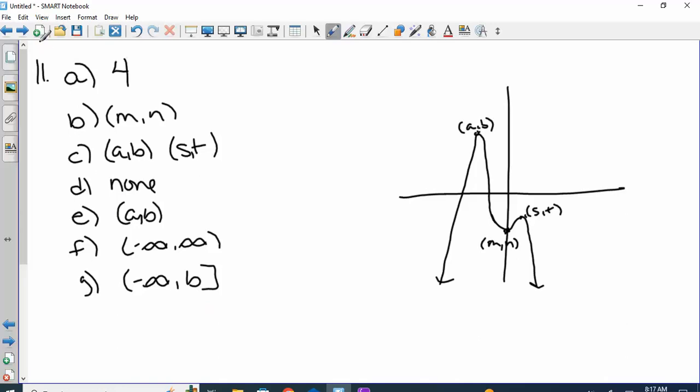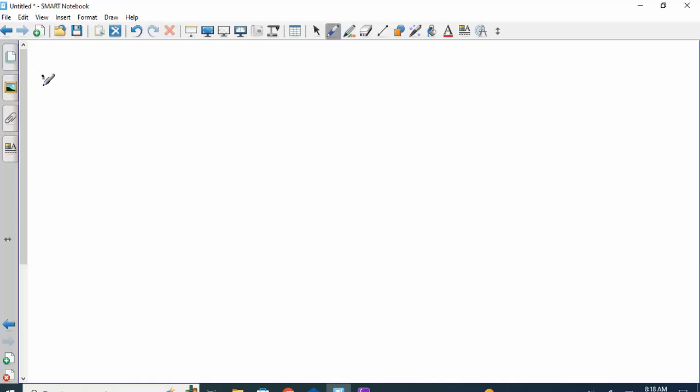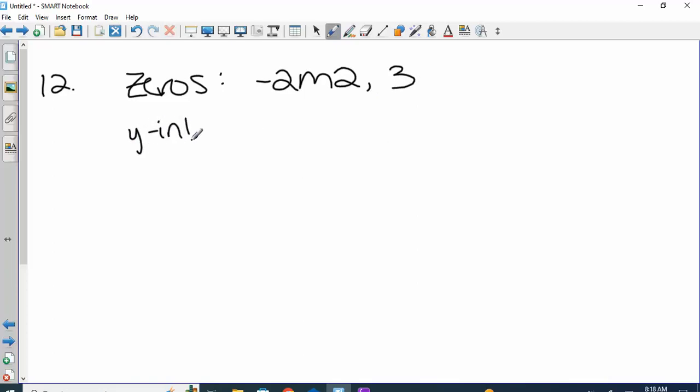Number 12. So we'll definitely have one of these. If I look at this, I see it hits the x-axis at -2. So my -2 is a 0. But what happened at -2? It bounced. So that means the multiplicity is 2. Where else does it hit the axis? At 3. And then you can also find the y-intercept from this.